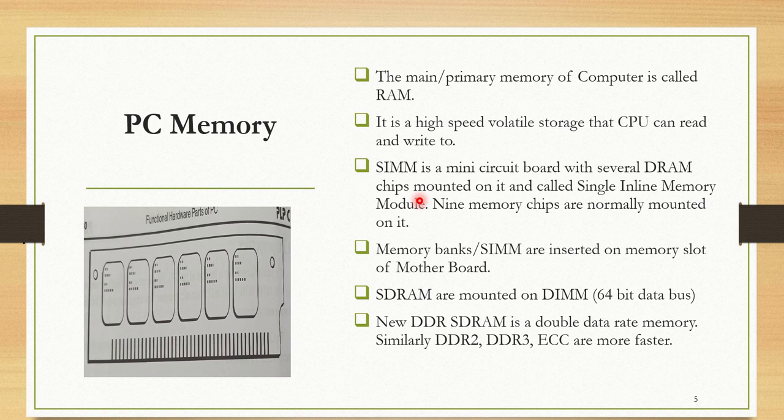It is a volatile memory because your data will be available on the RAM only as long as the power supply is there. Whereas in secondary memory, there is hard disk, floppy drive, pen drive. These are the secondary memory. If power goes off, data does not vanish. Data will be available on these devices in secondary memory. That is called non-volatile memory. Whereas RAM is a volatile memory, a high-speed volatile storage that the CPU can read and write to.